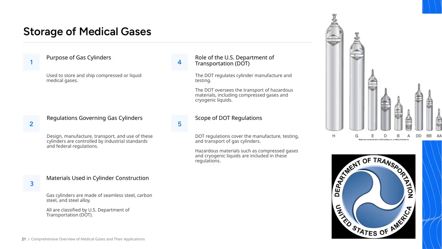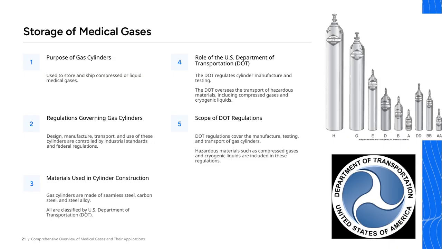When it comes to the materials used, gas cylinders are typically made from seamless steel, carbon steel, or steel alloys. And it's important to remember that all these materials and the cylinders themselves are classified and regulated by the DOT, making sure they meet strict safety standards.